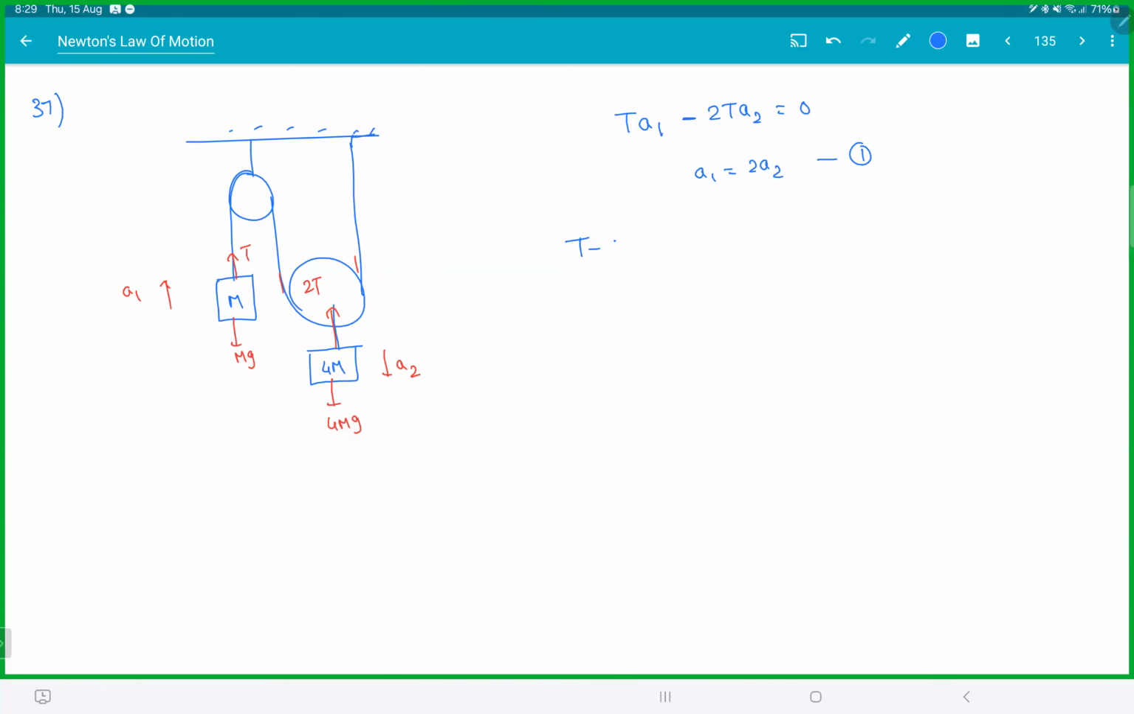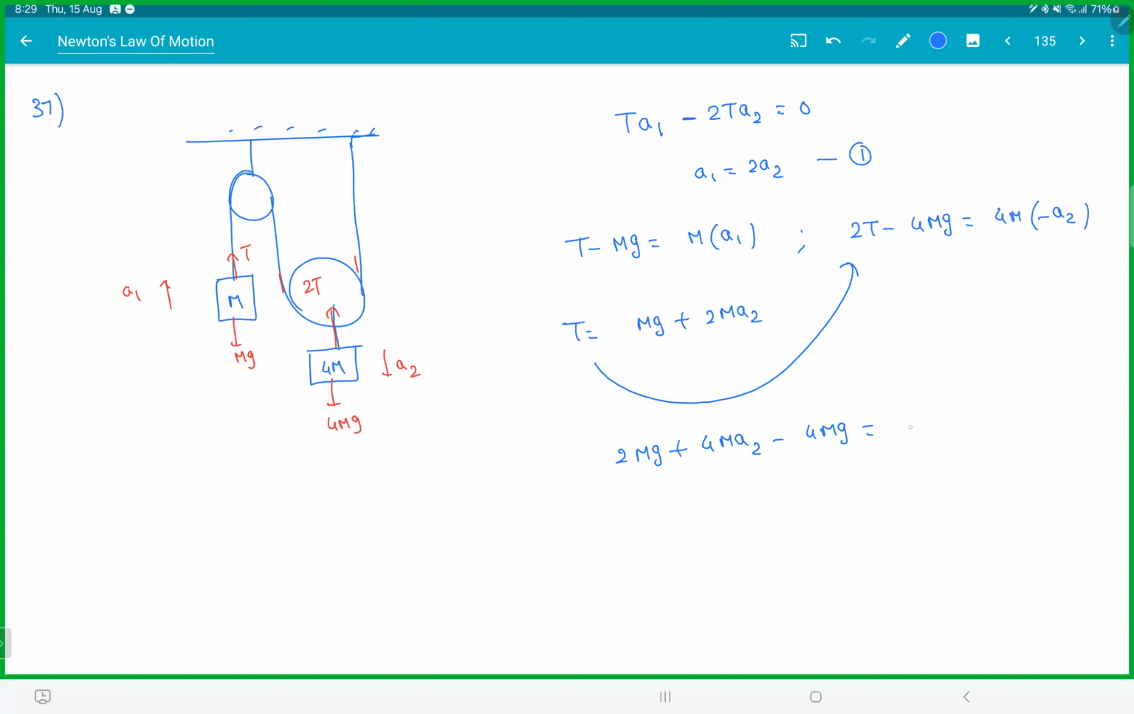Then force equations. For the left block, T minus mg is equal to mass into acceleration A1. For this guy, 2T minus 4mg is equal to 4m into minus A2, up positive, down negative. Keep the sign convention simple. So T is equal to mg plus mA1. A1 is 2A2, so mA1 is 2mA2. Take this and dump it in this. That would be 2mg plus 4mA2 minus 4mg is equal to minus 4mA2. 8mA2 is equal to 2mg. m cancels. A2 is equal to g by 4, and A1 would be g by 2. Check. Force equation, constraint equation, and so nothing there. The idea is always the same.